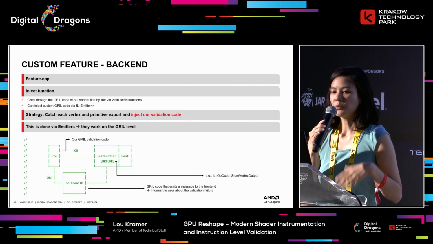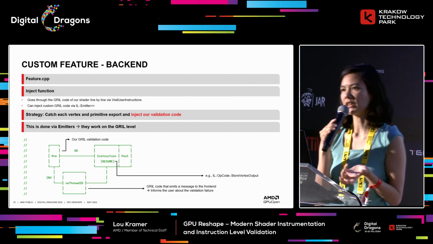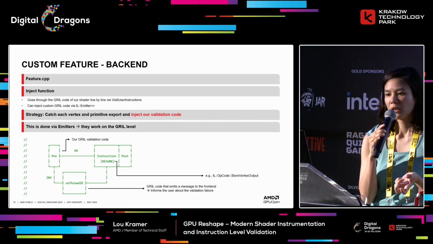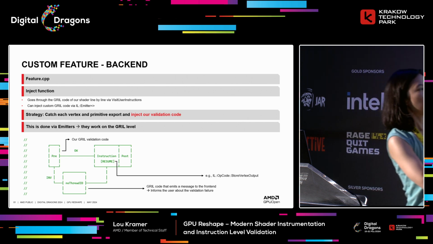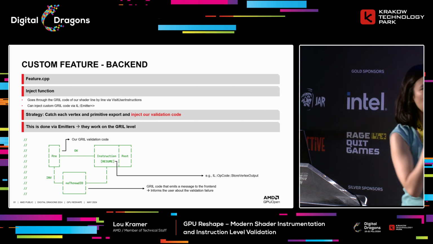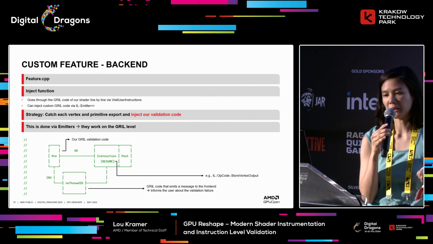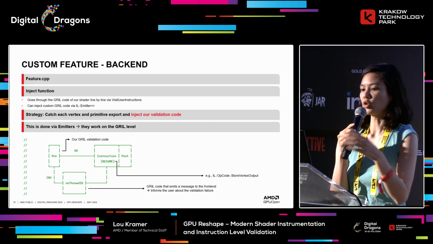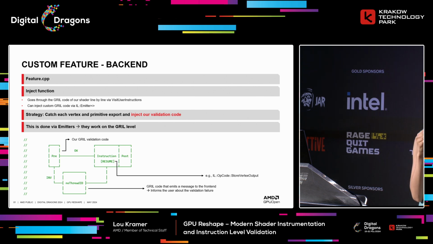Now the next step is we want to inject our validation code. This is done by our so-called emitters, and they work on the GRIL level. So our GRIL validation code will be in this pre-block, and if this validation says everything is fine, then it will just resume with the original instruction, which in our case is, for example, store vertex output or emit indices. If the validation detected that the export index was not the thread index, then it will emit a message to the front end so that the user will get notified.